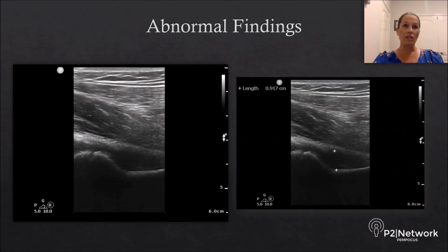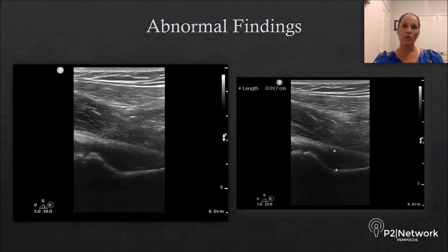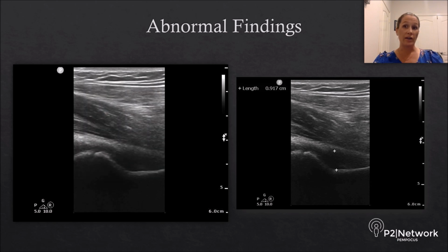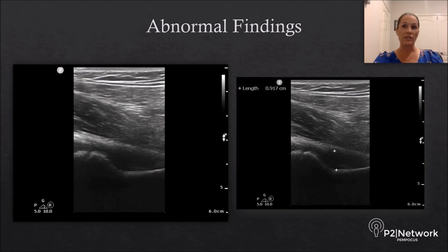Here you can see a large joint effusion. The joint capsule can appear more convex instead of concave with the presence of a significant joint effusion.